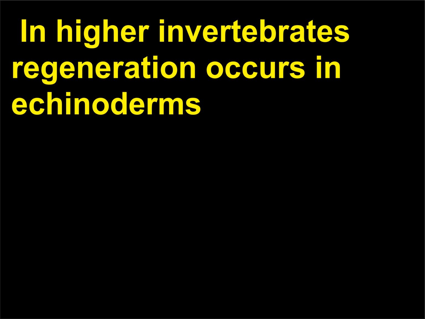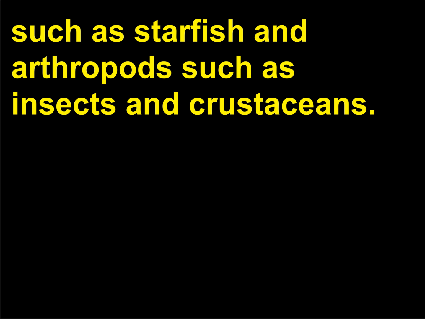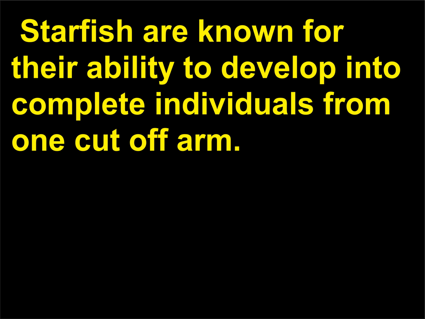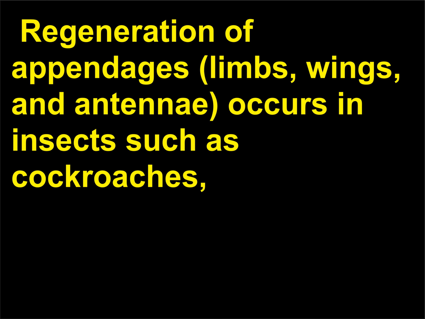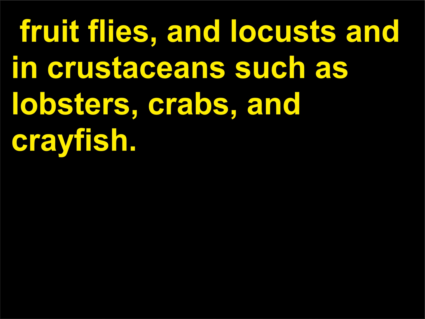In higher invertebrates, regeneration occurs in echinoderms, such as starfish, and arthropods such as insects and crustaceans. Starfish are known for their ability to develop into complete individuals from one cut-off arm. Regeneration of appendages, limbs, wings, and antennae occurs in insects such as cockroaches, fruit flies, and locusts, and in crustaceans such as lobsters, crabs, and crayfish.